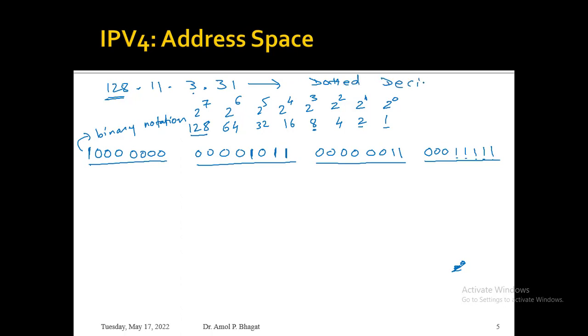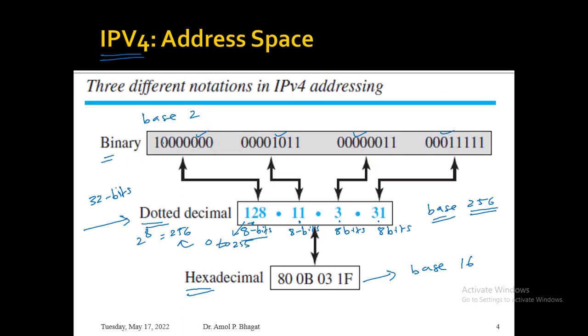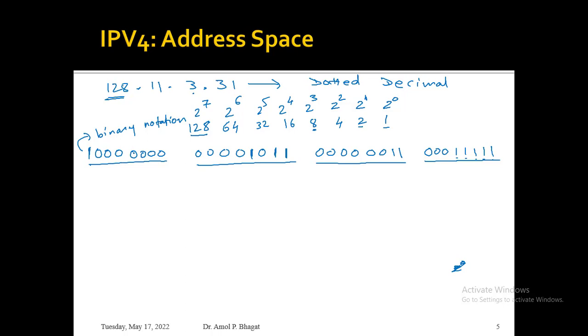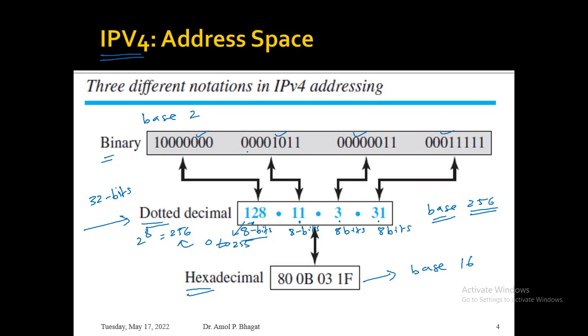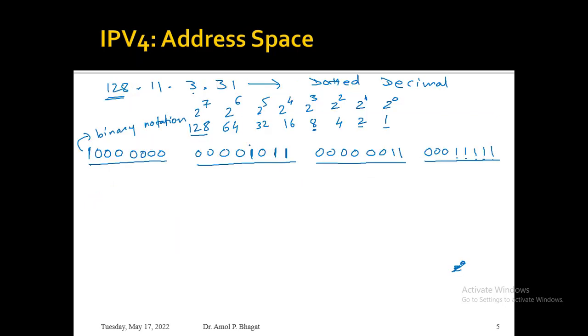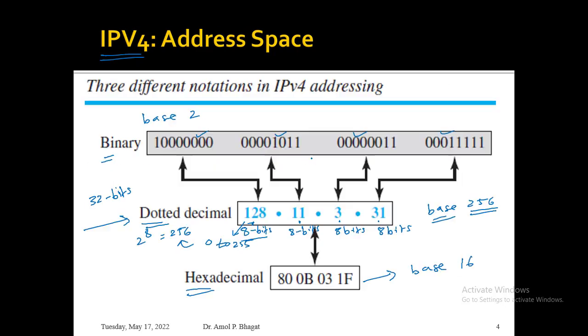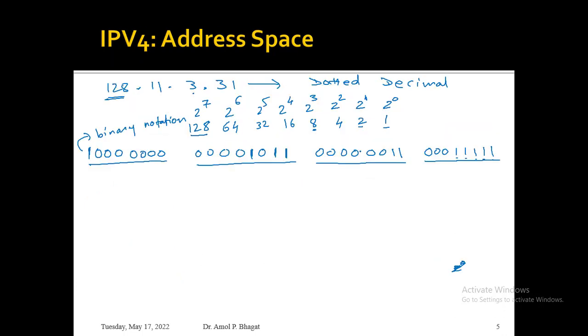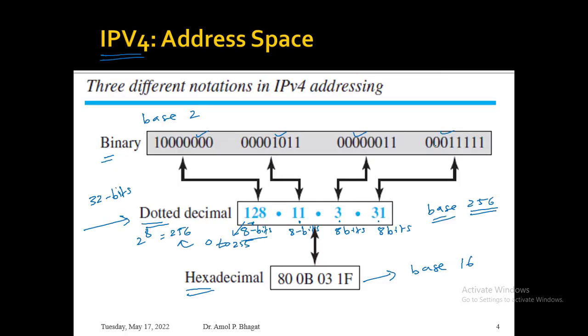So this was dotted decimal representation. The same has been indicated in this diagram, right? As you can see, 1 followed by all zeros is 128, then 4 zeros, 1 0 1 1, which is nothing but 11, right? And then the first 6 bits are 0, the last 2 bits are 1, that is nothing but 3. And for 31, the first 3 bits are 0, the last 5 bits are 1.